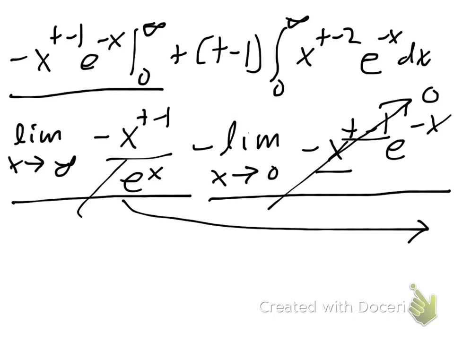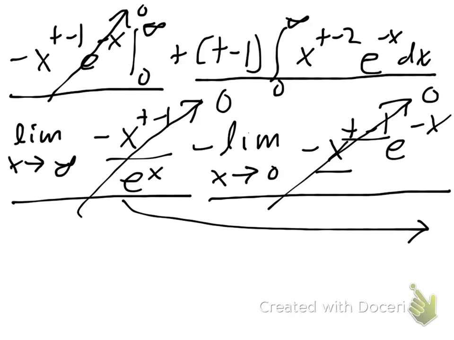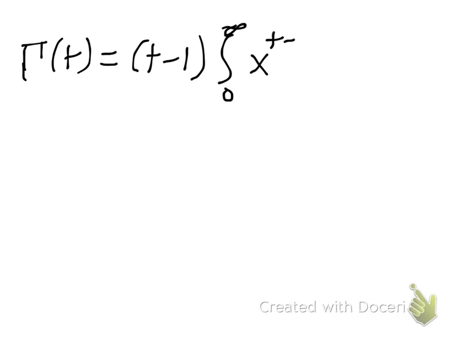So if we look back here, this term also goes to 0. So both of these go to 0, so that means this entire term goes to 0, and our gamma function is just equal to this. So let's rewrite that. We have that the gamma function equals (t-1) times the integral from 0 to infinity of x^(t-2) e^(-x) dx. And we got this from integration by parts.